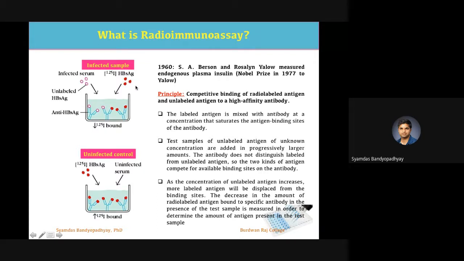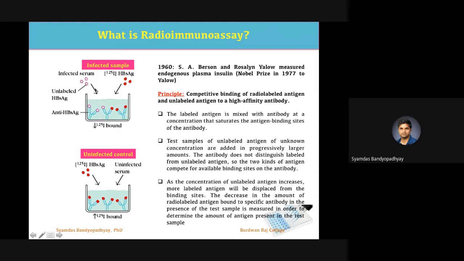So radioactivity has been introduced, and that is why this is labeled, right? And that competes with the same antigen, which is unlabeled, right? So this is the antigen that you would like to measure the concentration of. Now you can ask me the question, where does this antigen come from?